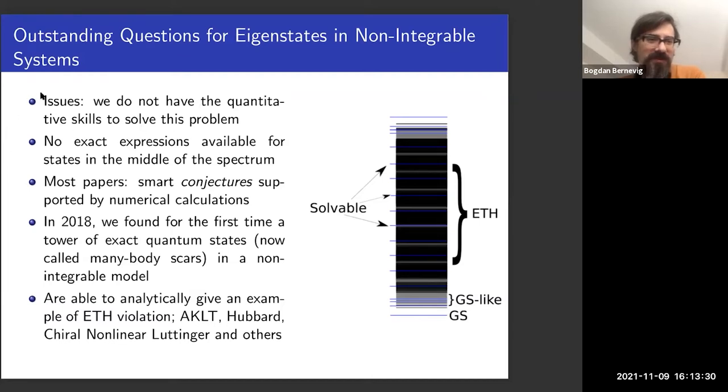So what can you do to find a paradigm of ETH breaking? Well, strong issues arise from the fact that we don't know how to solve for eigenstates in the middle of the spectrum. Obviously, these are very complicated many-body systems. The Hilbert space grows exponentially, and you don't have control over the eigenstates of the spectrum, even for models where you do have control over the ground state. Hence, what almost all the papers in the field of many-body localization do is basically very smart conjecture supported by numerical calculations. And these numerical calculations are as big as one can do. It really just depends on your numerical skills.